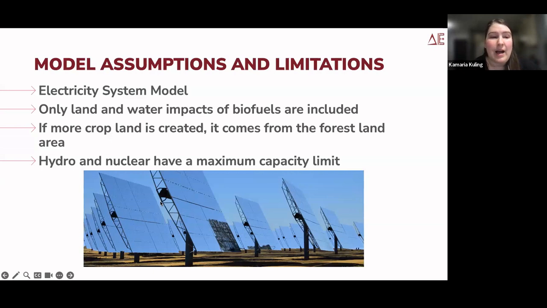As well, we've set it up that if more cropland is created, it's coming out of forest land area. And that's just how we've set it up in the model. And then lastly, we also set a maximum capacity limit on hydro and nuclear. And that's to make sure that the biofuels does play a role, but also to kind of reflect what we see as a reasonable real world reflection in Canada for physical limitations, but also political limitations.